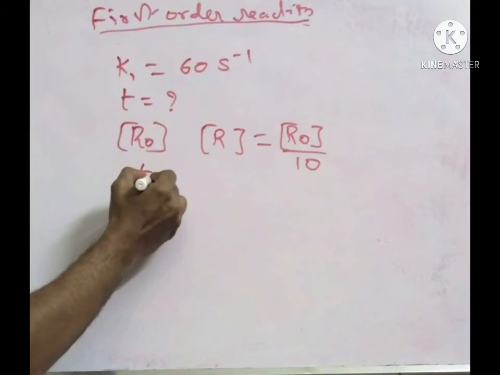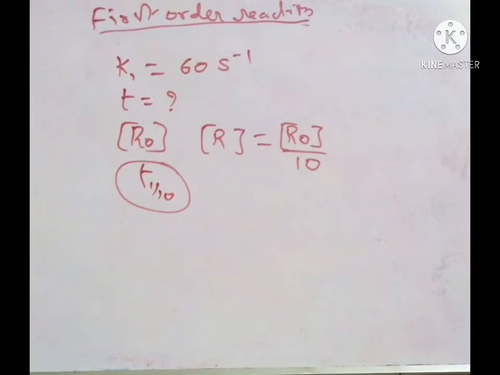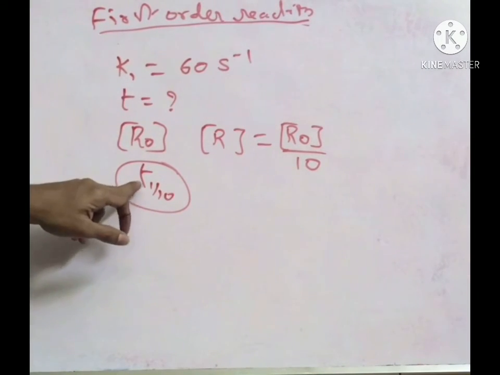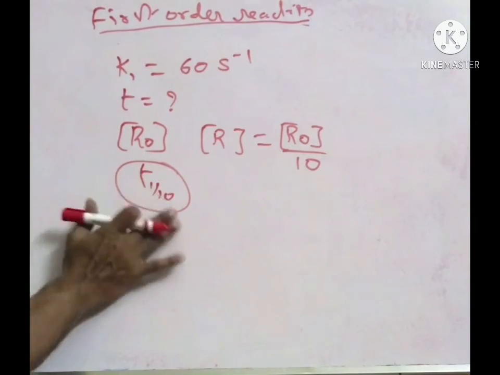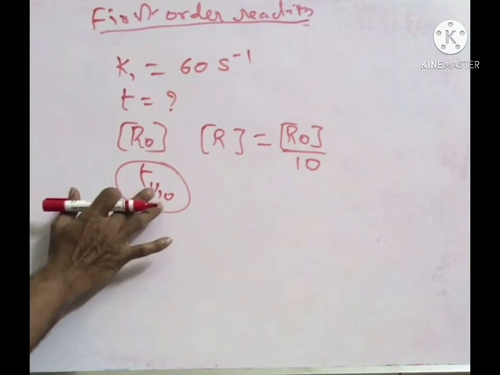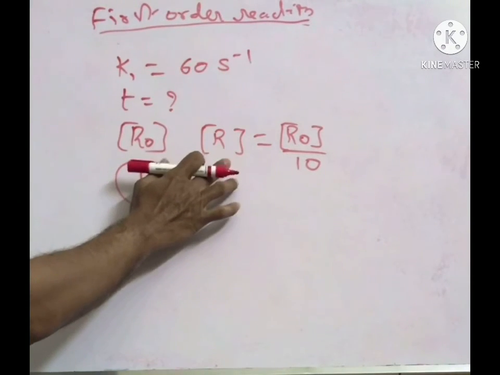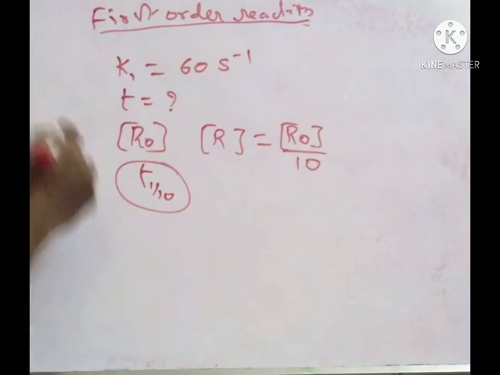Then what will be the time? The time is T 1 by 10, so this we need to find out. The time taken, that is the T. This is just for identification. So what is the time it will take when the final concentration becomes 1/10 of the initial concentration? That is the question. So you know the K equation for first order.